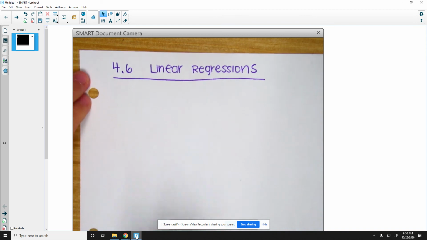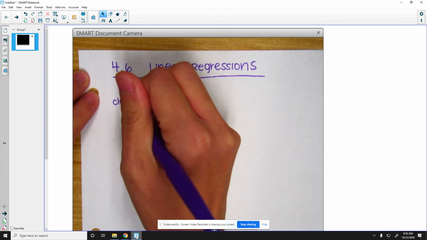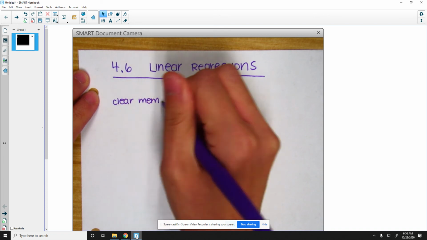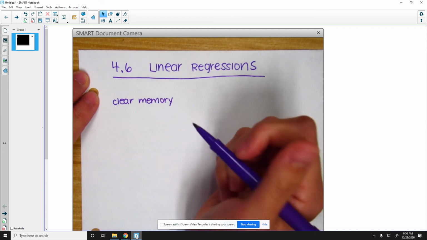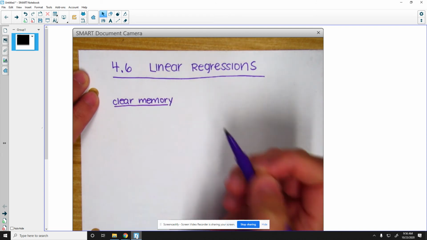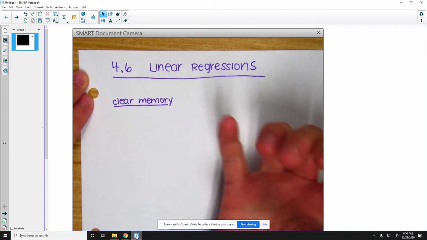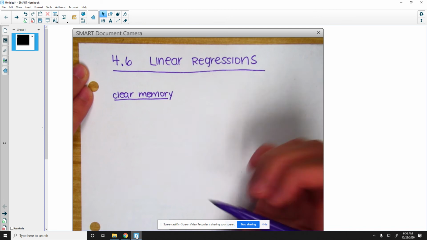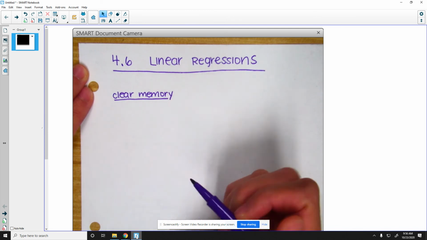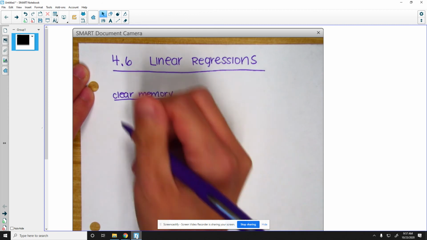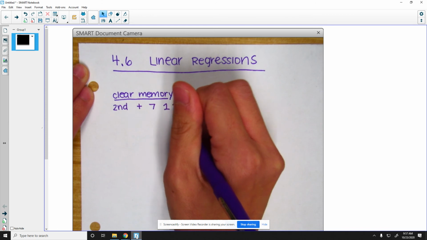Okay, so first thing you need to do, all of you, is you need to know how to clear your memory. Because we do random things on our calculator, some of us accidentally press something random and we didn't realize. Your calculator sometimes gets a little messed up. So whenever your calculator gets messed up, what are the magical buttons? Does anyone remember? What is it, Vaughn? Second plus 7, 1, 2.